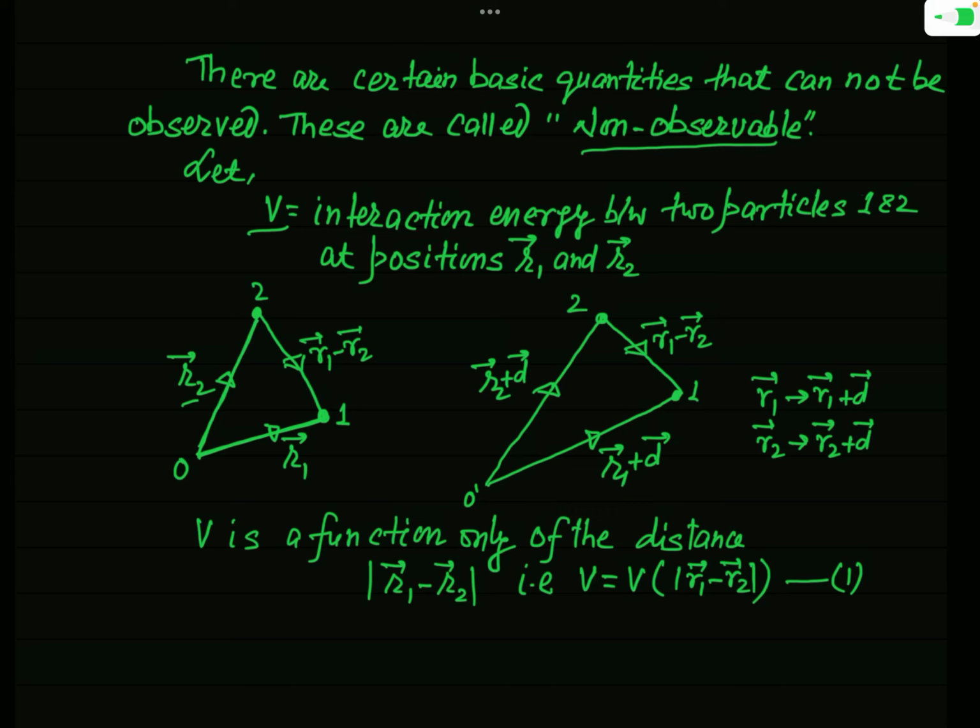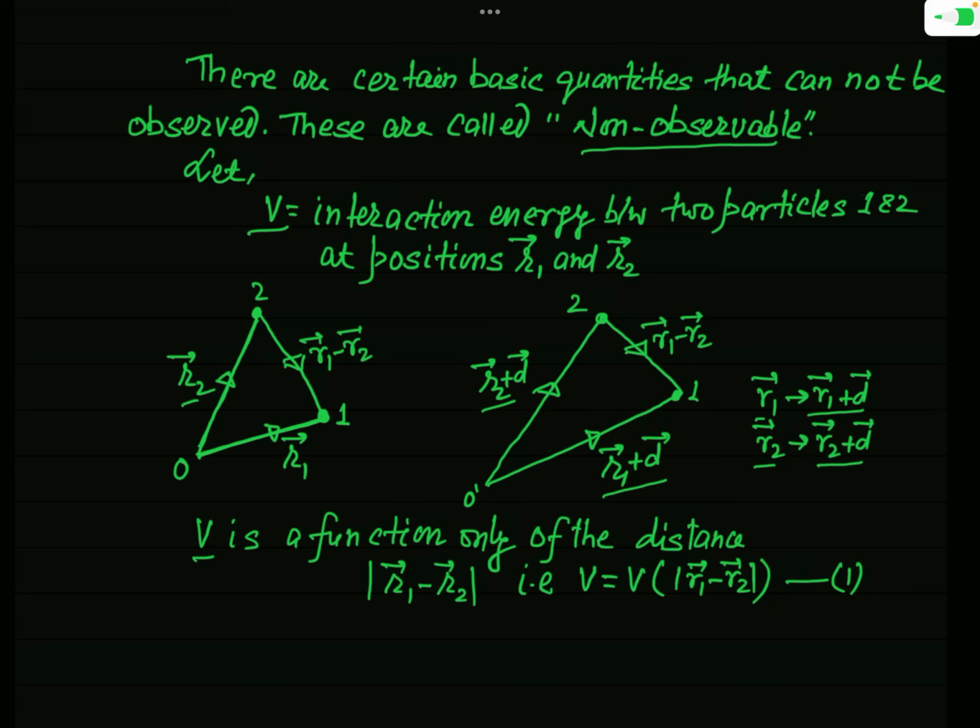If you consider that the position vector of the first particle with respect to this other origin O prime is R1 plus D, and that of particle 2 is R2 plus D, it means R1 has been transformed to R1 plus D, and R2 has been transformed to R2 plus D. But the interaction energy between these two particles will not change on changing the origin. Why? Actually, the interaction energy V is a function of the distance between the two particles.